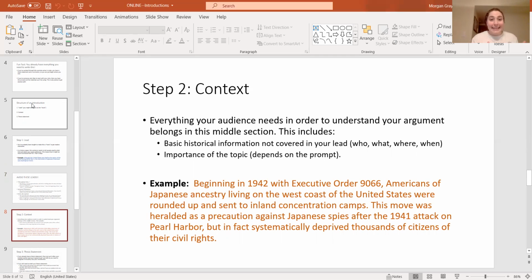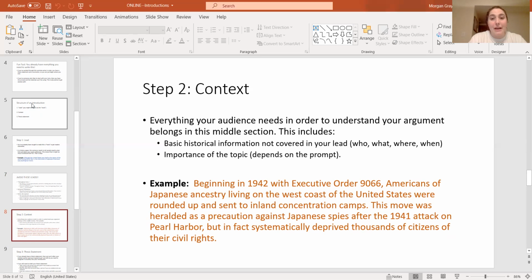Once you've sorted out your lead, you have to talk about the context. This is everything your audience needs to understand your upcoming argument. This might be basic historical information, who, what, where, when, that you might not have already covered in your lead. You might want to talk about the importance of the topic. It depends on the prompt. You're probably the best judge of that as you're writing. I tend to stick to the fairly utilitarian who, what, when, where.